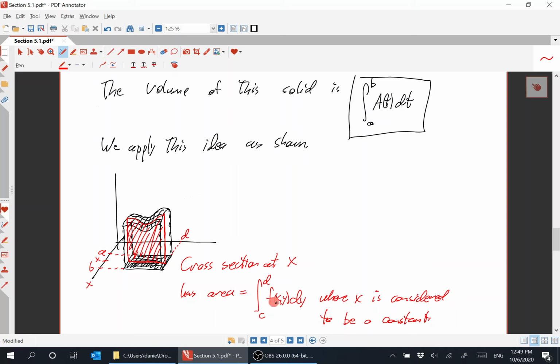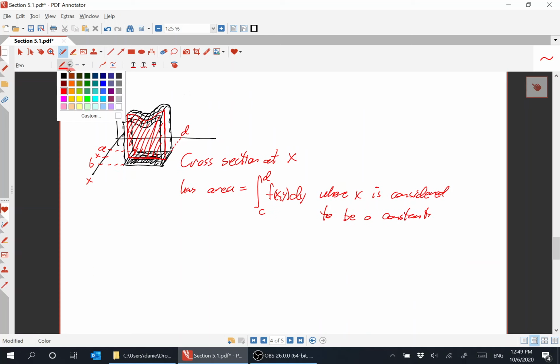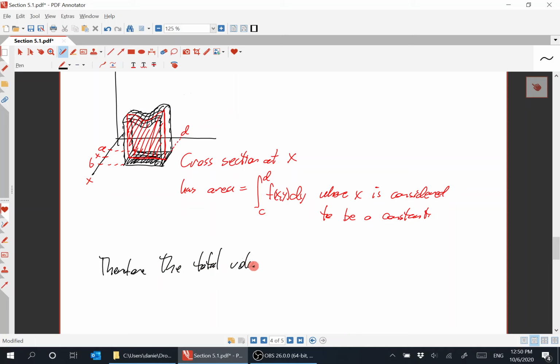So x is considered to be a constant, so this is just a function in terms of y. So we can integrate a function in terms of y using the fundamental theorem of calculus with respect to variable y. So doing an antiderivative in terms of y, a partial antiderivative, if you will, and then evaluating at c and d. Therefore, the total volume is, well, it's the integral from a to b of the area dx.